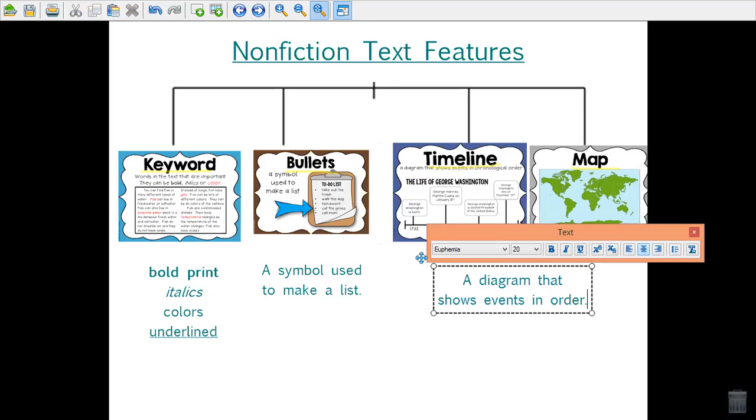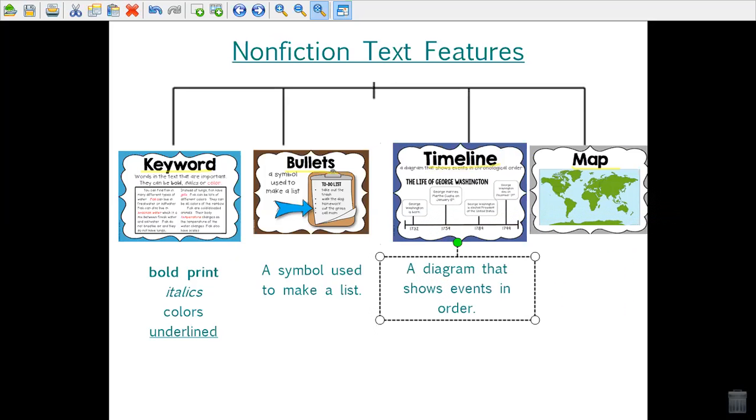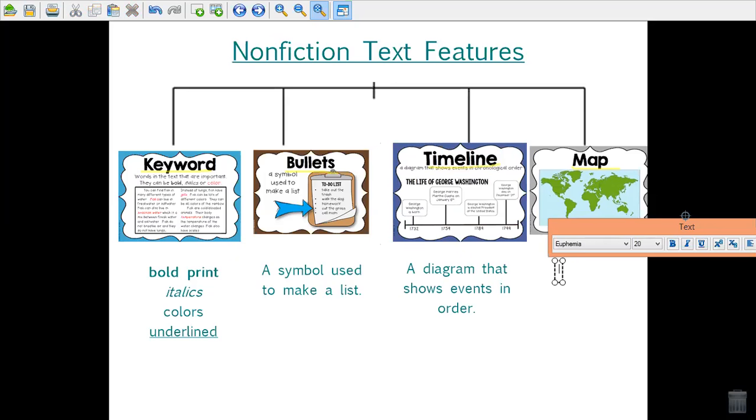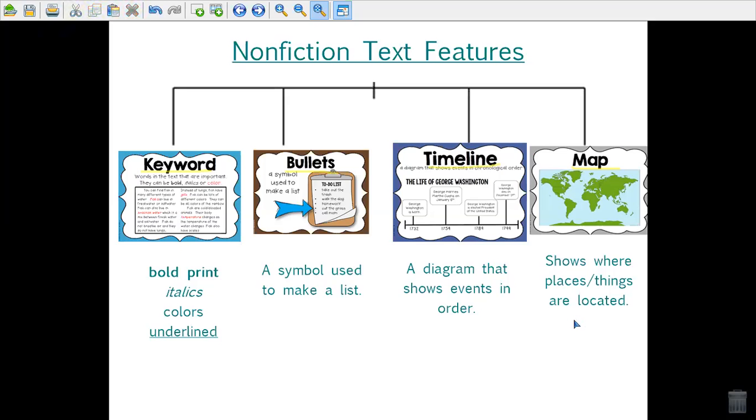And then the last one, we all know this one, a map. And that shows you where places or things are located. So where places are in the world, where things are located. So if it says where can you find a monkey, or if it said where's the United States, a map shows us the places and things and where they're located. Awesome. You can pause your video here.